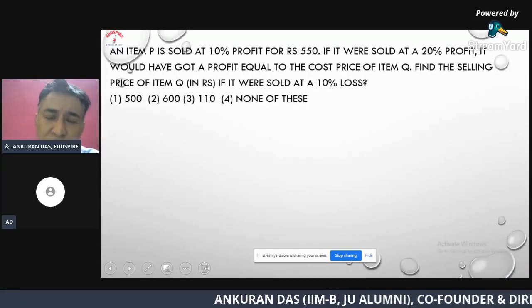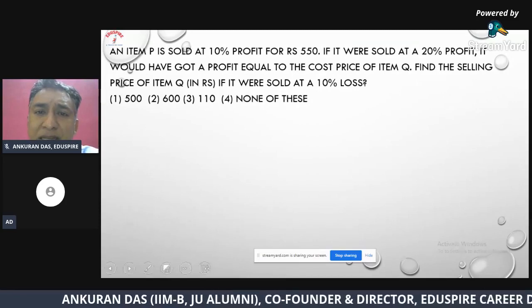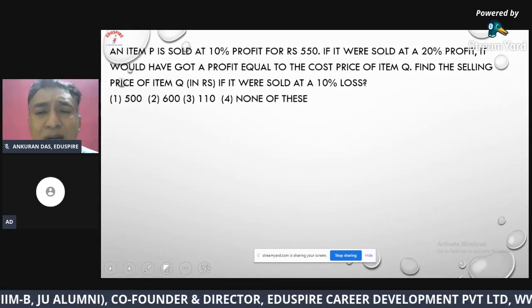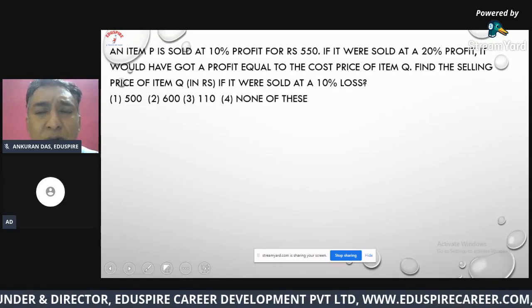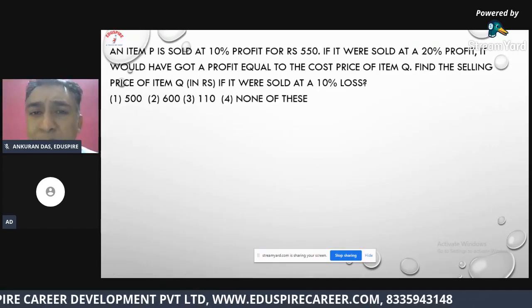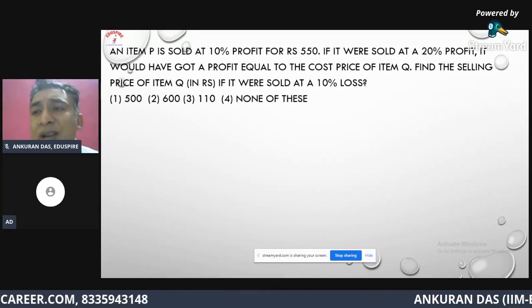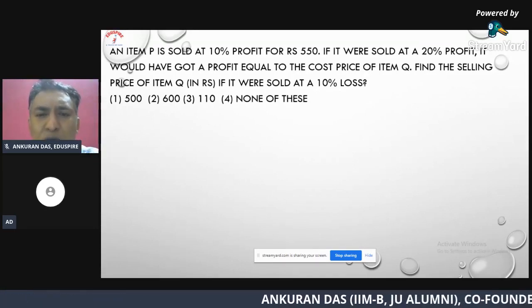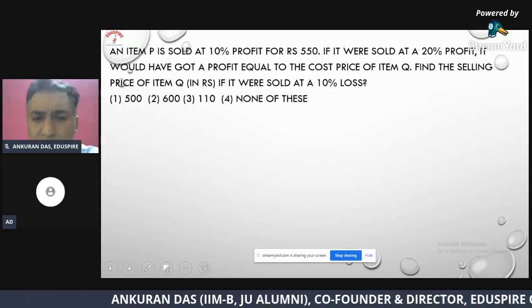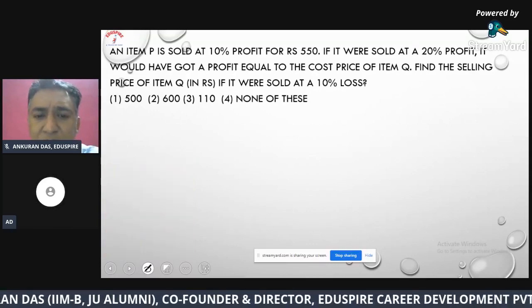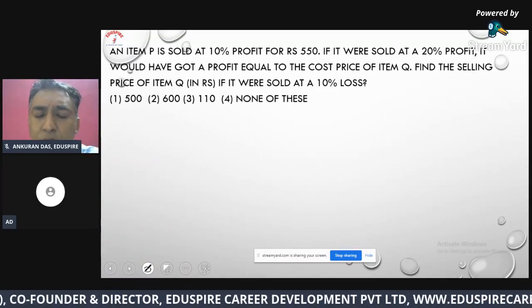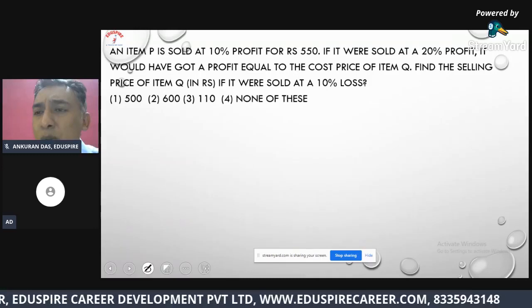So let's start with this one. It says that an item P is sold at 10% profit for rupees 550. If it were sold at a 20% profit, it would have got a profit which would be equal to the cost price of item Q. Now the language could be a little confusing. What I believe is, if you draw a diagram, it might look a little easy.